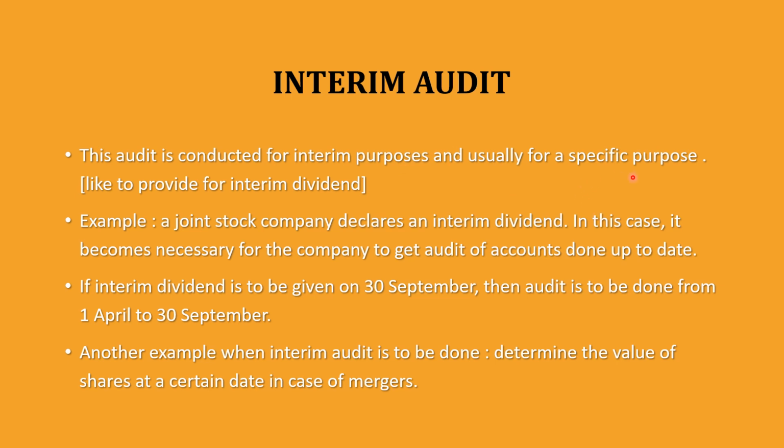If the joint stock company declares an interim dividend, it becomes necessary to get the audit of accounts done up to the date. If the interim dividend is to be given on September 30th, then the audit is to be done from 1st of April to 30th of September.